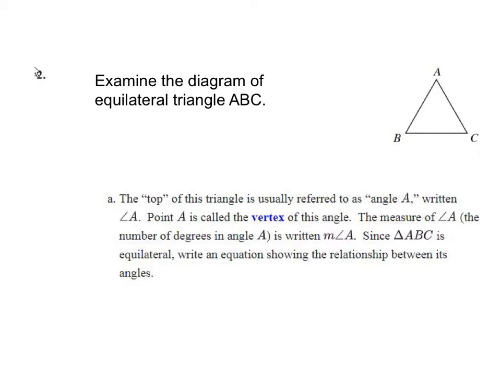So as we look at the diagram of equilateral triangle ABC, the top of the triangle is referred to as angle A. Point A is called the vertex. The measure of angle A is the number of degrees in that angle, written the measure of angle A. Since triangle ABC is an equilateral triangle, write an equation showing the relationship between its angles. So we know that the measure of angle A would equal the measure of angle B would equal the measure of angle C.